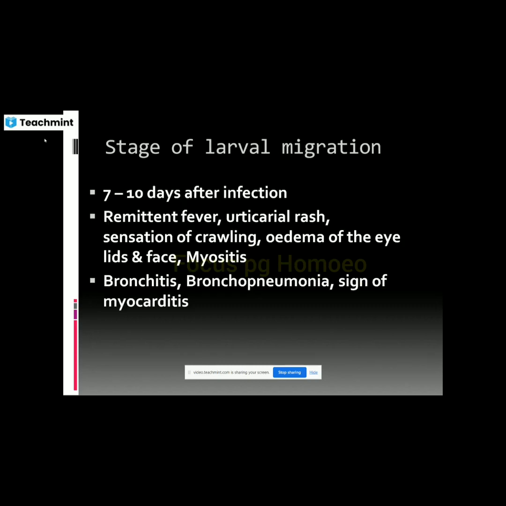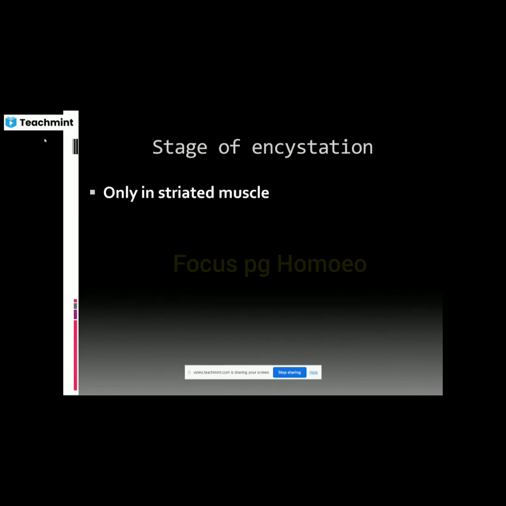Next one is the stage of larval migration. It is seen within 7 to 10 days after infection. In this stage, remittent fever, urticarial rash, sensation of crawling, edema of the eye, lips and face, inflammation of muscles, bronchitis, bronchopneumonia, and signs of myocarditis are seen. Next one is the stage of encystation. It is seen only in the striated muscles. It is the final stage in which all the symptoms will subside and the infective larvae become encysted.